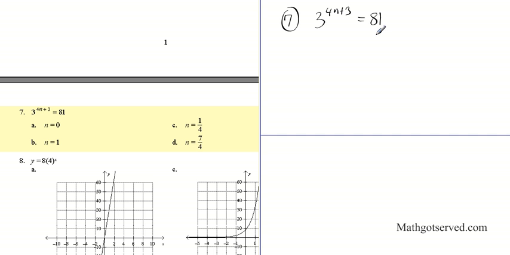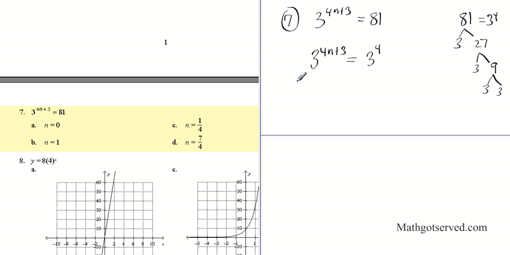Now the goal is to express both of these two numbers as powers with the same base. This is already 3, so can I express 81 as a power of 3? Absolutely. Take out 3 from 81, we have 27. Take out 3 from 27, we have 9. Take out 3 from 9, we have 3. So 81 is 3 to the 4th power, right? So we're going to write it as 3 to the 4n plus 3 equals 3 to the 4th power.